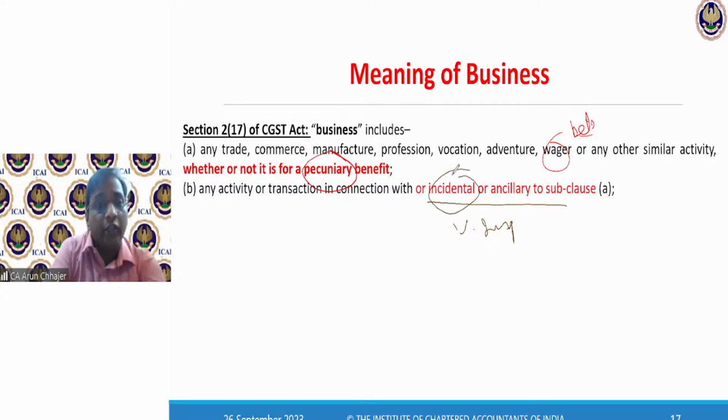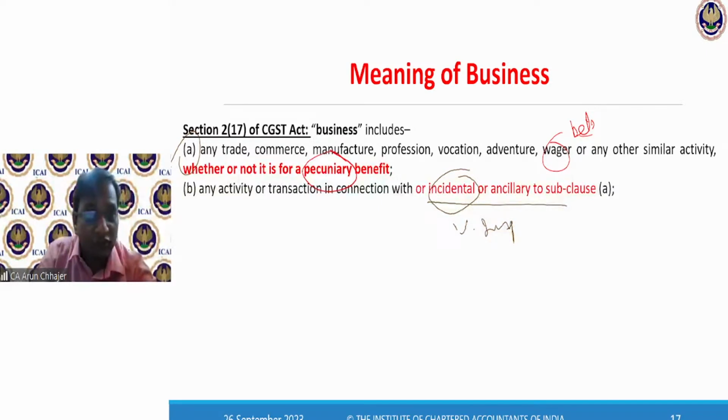It means you are doing the business of, let's say, a cement manufacturing company, but any other activity which is incidental or ancillary to the main clause will also be considered as your business. Let's say, for the purpose of business, you have purchased a computer, you purchased the office furniture. We will treat that activity as in relation to business only.